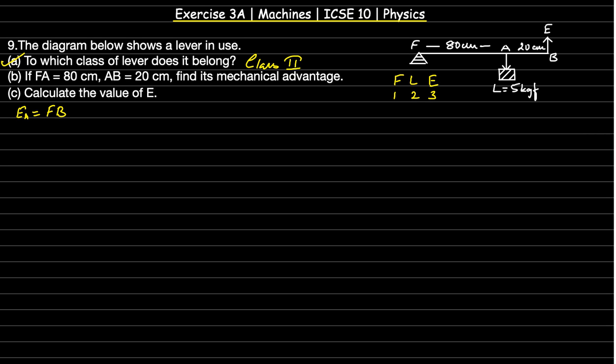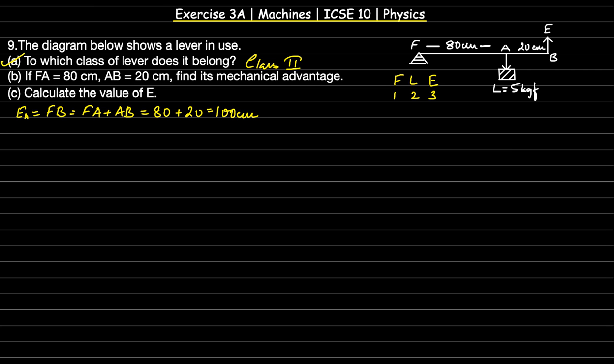Now we don't know the length of FB straight away. So we can write FB as FA plus AB. So just substituting the values, FA is 80 plus AB is 20, so that gives me 100 centimeters. So our effort arm is 100 centimeters.